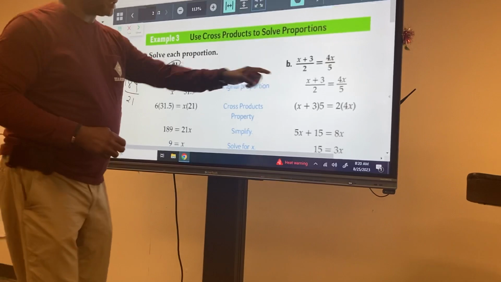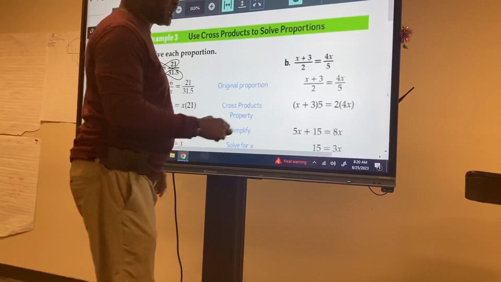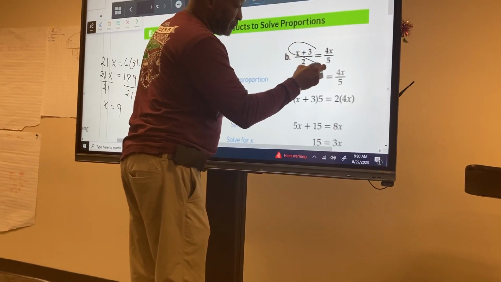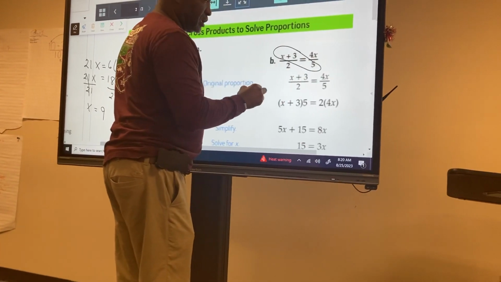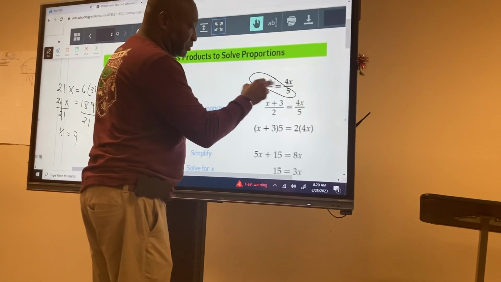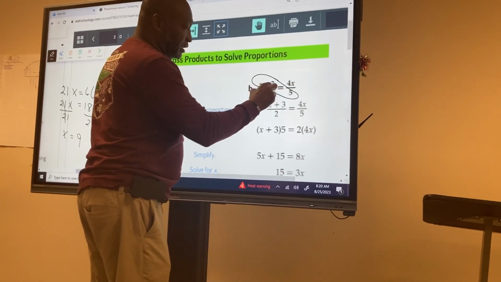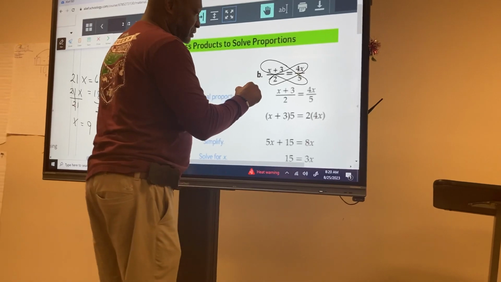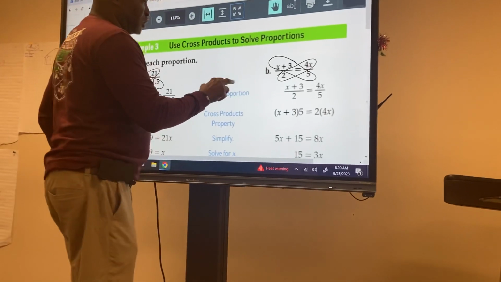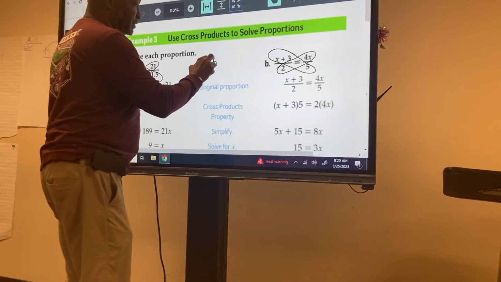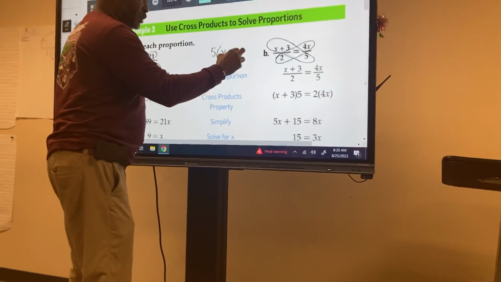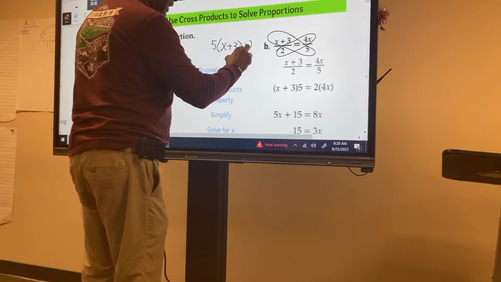On this proportion right here, in order to solve it, you do the same thing. You're going to multiply these two and multiply these two. Okay? So you're going to wind up multiplying 5 times x plus 3 is equal to 2 times 4x.